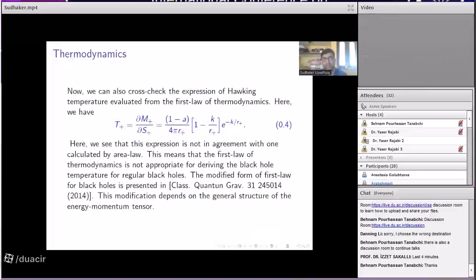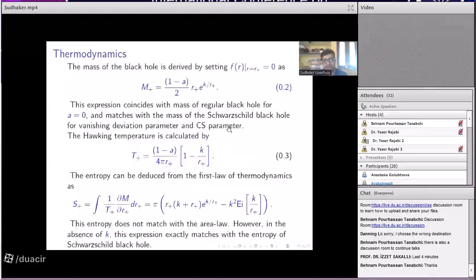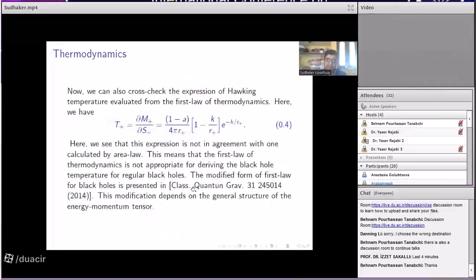So here, if you calculate the Hawking temperature using the first law of thermodynamics, it appears in this form. And here you see this part is an extra piece in the temperature, compared to the one calculated through the area law. So it means that our black hole solution does not satisfy the conventional first law of thermodynamics, because your temperature calculated from the first law of thermodynamics here has an extra piece compared to the one calculated through the area law.